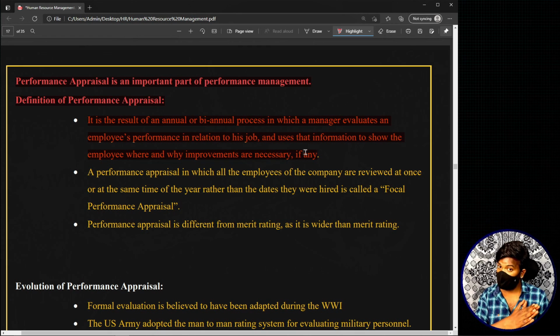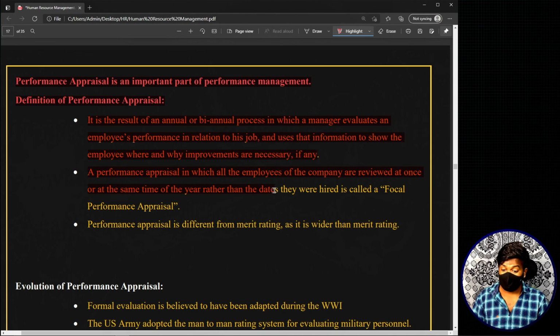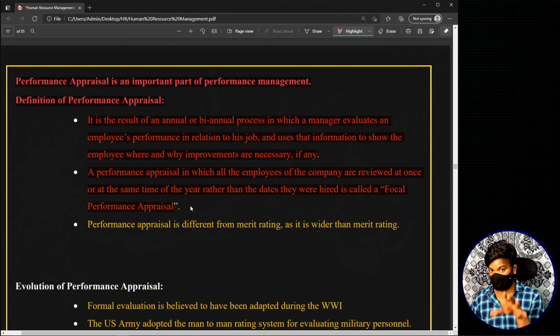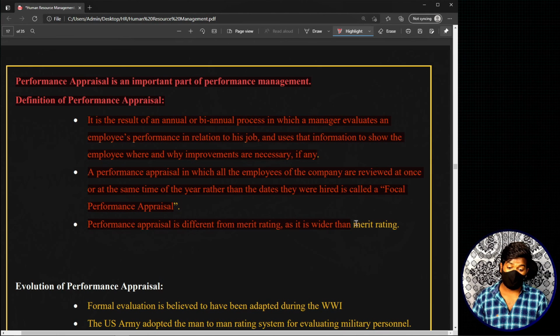Now moving on, a performance appraisal in which all the employees of the company are reviewed at once, at the same time of the year, rather than on the dates that they were hired, is called a focal performance appraisal. This is what we were discussing. Okay. Next, we are going to discuss a very small but very important thing: performance appraisal is different from merit rating, as it is wider than merit rating.